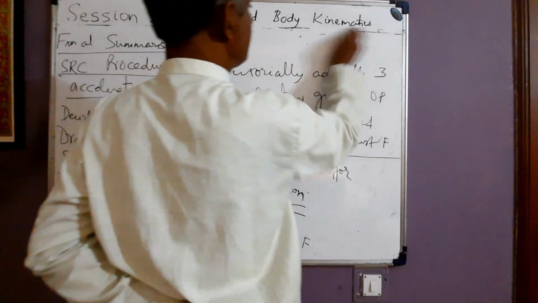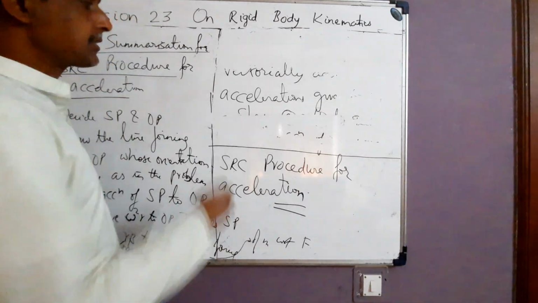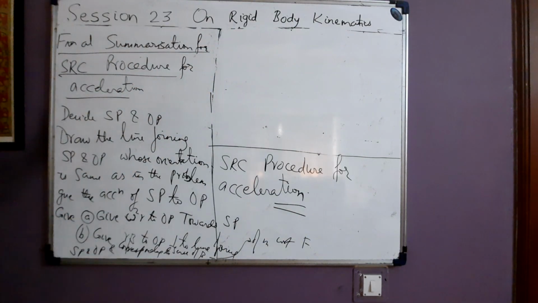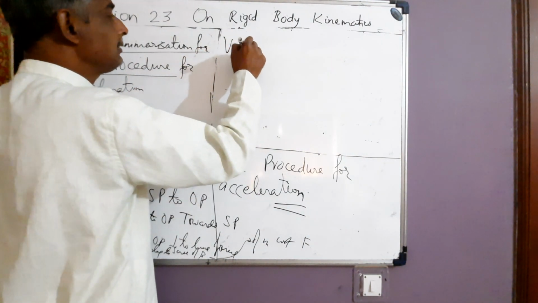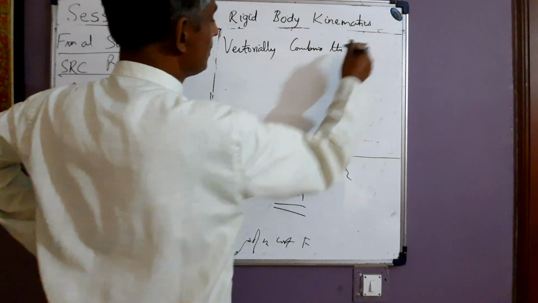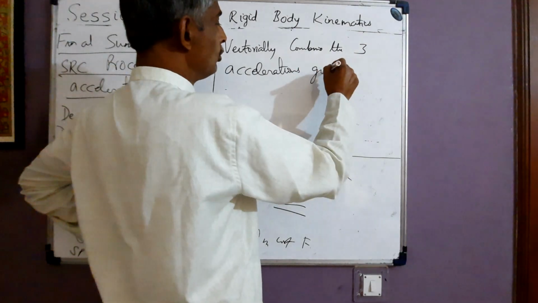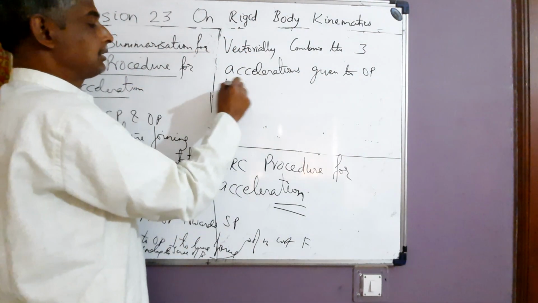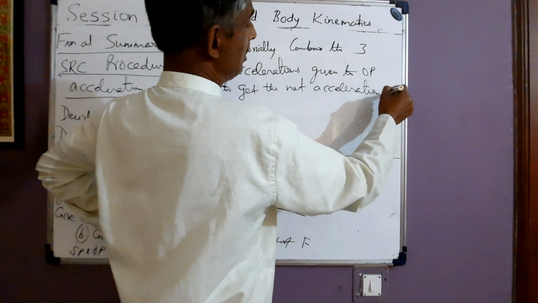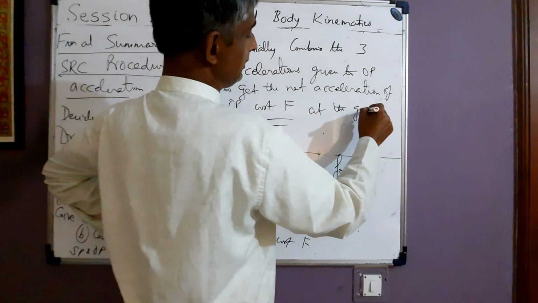And what is the last action which has to be taken? We vectorially combine the three accelerations given to OP in these two steps to get the net acceleration of OP with respect to frame F. So the third action, finally: vectorially combine the three accelerations given to OP to get the net acceleration of OP with respect to frame F at the given instant.